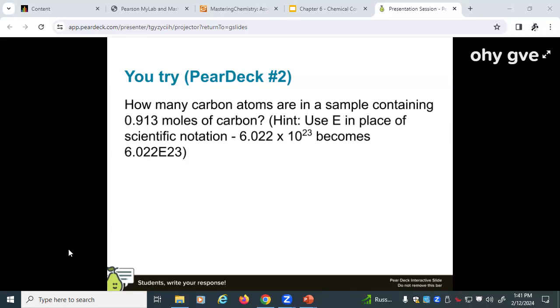Now, right off the bat, ask yourself those 2 questions. Am I dealing with a large exponential? No. Am I being asked about particles? Yes. Being asked about atoms. So Avogadro's number is going to be key to this particular conversion.